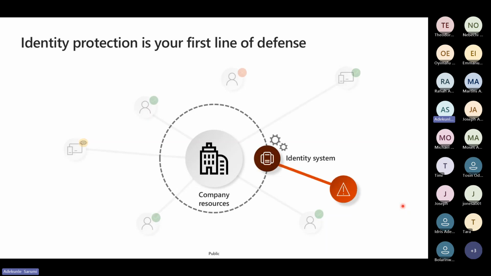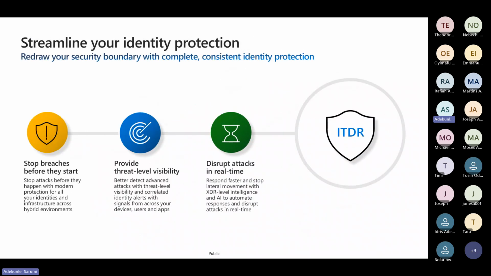And that just goes to show in this next slide, which shows that once that one identity system is broken, you see how the line gets breached, and then everything becomes compromised, and then they get access to your company resources. So how do we streamline identity protection? You can stop the breaches before they start, which is the prevention. You stop attacks with policies on your identities, even in your hybrid environment. You provide threat level visibility.